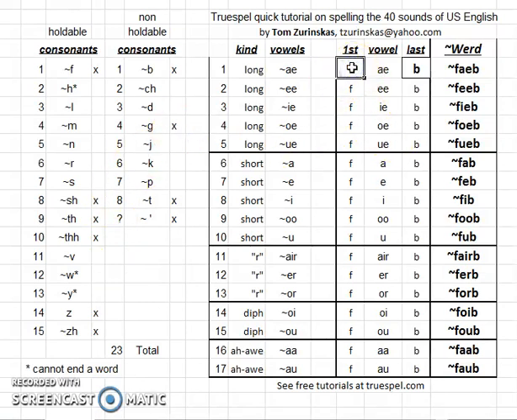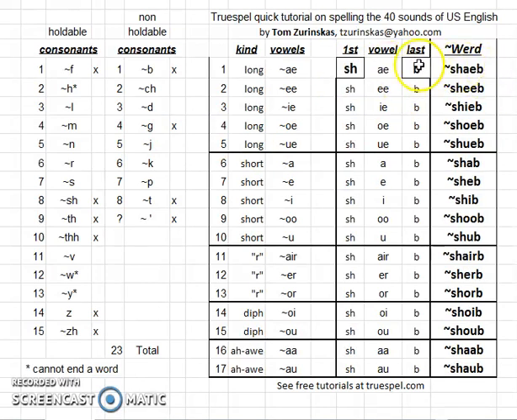We'll put them in, the SH and the G sound. And we get shag, shig, shug, sherg, shurg, shorg, shoig, shaug, and shog for those sounds.